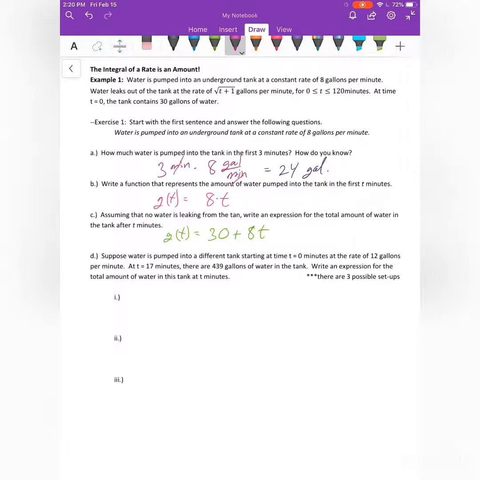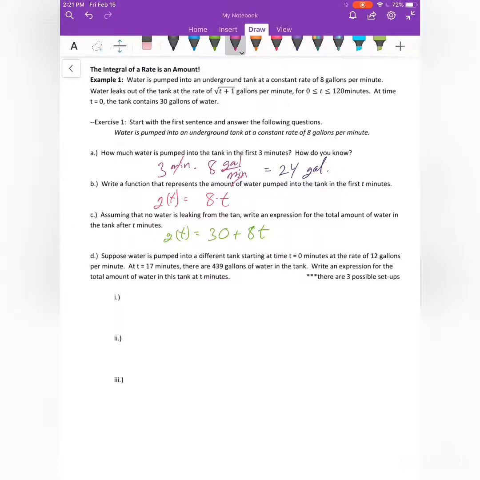So let's break down this even further. Suppose water is pumped into a different tank, starting at time 0 at a rate of 12 gallons per minute. They're telling you that at time 17 minutes, there are 439 gallons of water in the tank. Write an expression for the total amount of water in the tank. So we can do this similar to the last one, but this problem doesn't tell you how much is in the tank to start. They just tell you at time 0, that's when time starts, that the rate is a constant rate, this time at 12 gallons per minute.